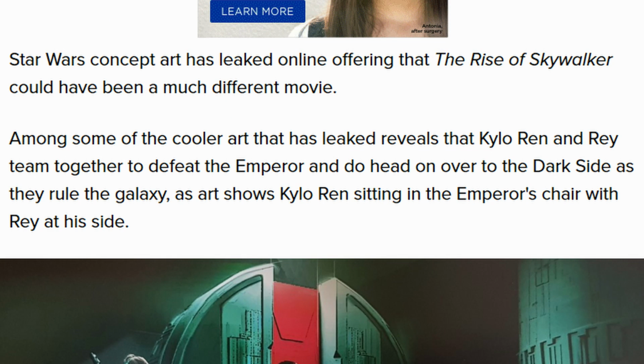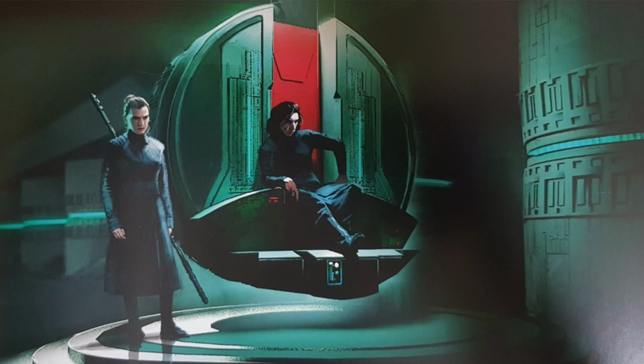Star Wars concept art has leaked online, offering that The Rise of Skywalker could have been a much different movie. Among some of the cooler art that is leaked reveals that Kylo Ren and Rey team together to defeat the Emperor and do head on over to the dark side as they rule the galaxy, as art shows Kylo Ren sitting in the Emperor's chair with Rey at his side. Here you can see it. The artwork is competently made, but it's still Disney, so automatically I hate it.